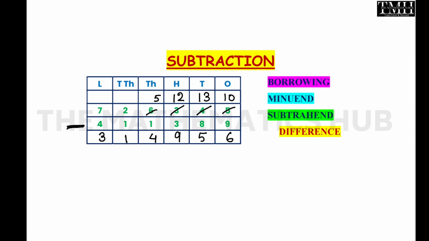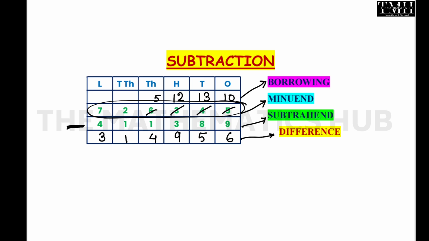While subtracting, this is known as the borrowing part. While subtracting, the greater number is called the minuend. So here, this is the greater number and it is known as the minuend. And the smaller number is known as the subtrahend. And the result obtained after subtraction is called the difference.